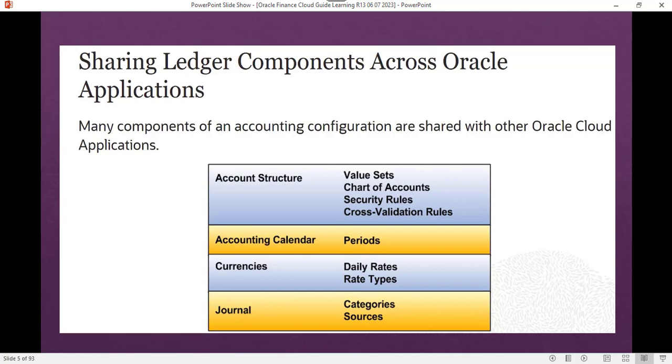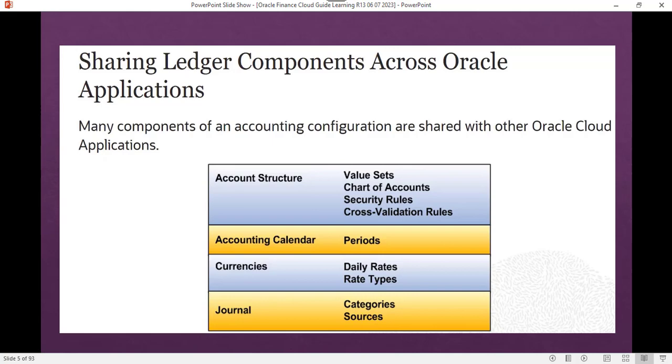Another shared component, accounting calendar. Now this is going to determine the accounting period for a transaction. So for example, in accounts payable, you would have an invoice date, and that date will be in a period within our calendar. And then our currencies, again using AP as an example, this will allow us to enter invoices in accounts payable in our functional currency, but also any foreign currencies that we need to use, using daily rates and rate types to do the conversion to our functional currency.